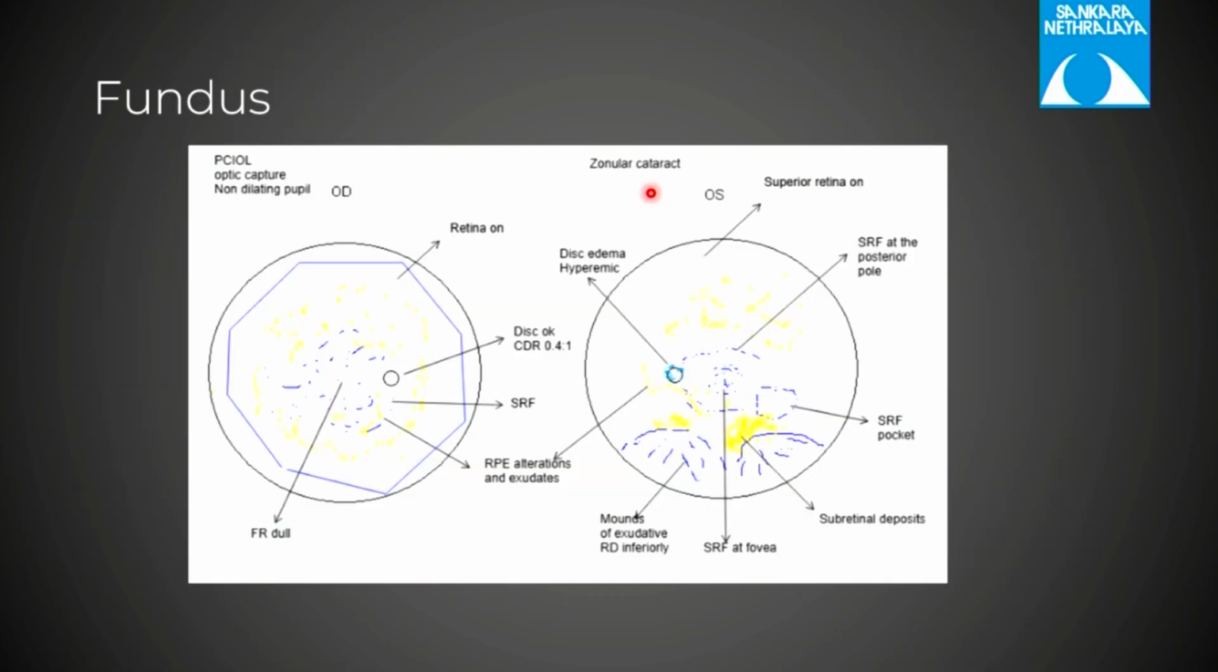This is the fundus examination of the right eye. The media was mildly clear. There were SRF pockets noted in the posterior pole, exudates at the mid-peripheral region, and RPE alterations are also noted in the right eye, and the disc appears normal. Whereas in the left eye, the disc was hyperemic and disc edema was noted, along with SRF pockets located in the posterior pole and also some inferiorly. Exudates are seen all over the mid-peripheral area, and inferiorly you can see subretinal deposits as well as a bullous retinal detachment.